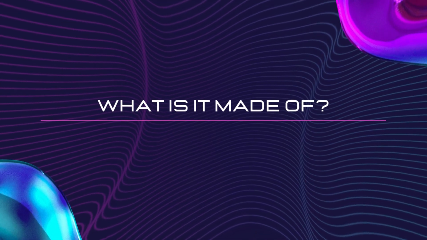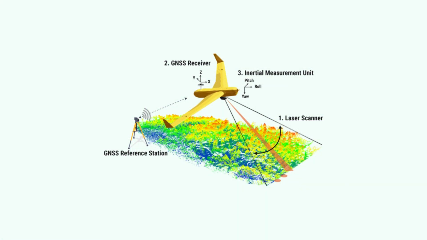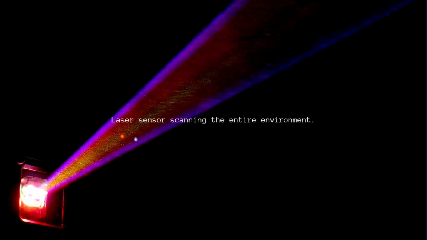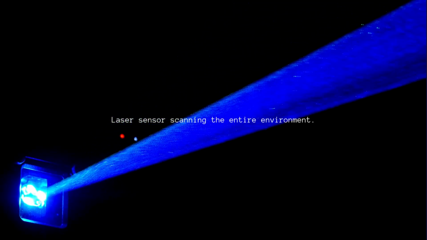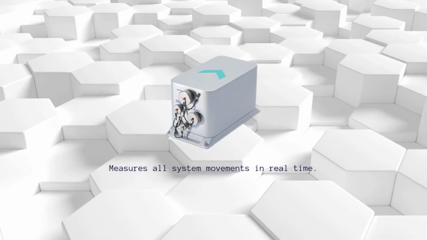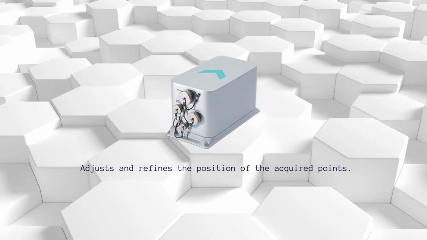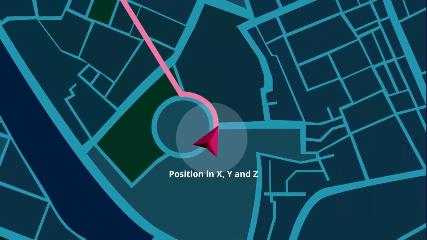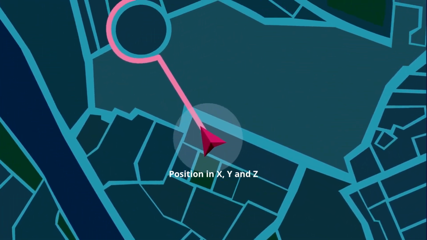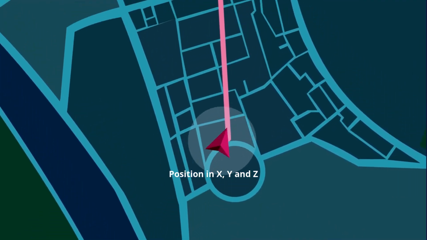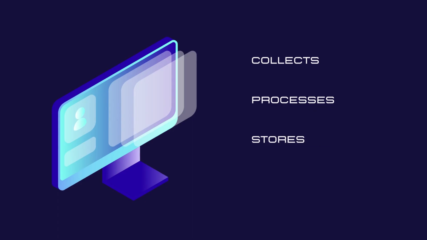What is the LiDAR composed of? It is an assembly of 4 high-precision sensors. The laser sensor emits light pulses in all directions, often using a rotating mirror to scan the entire environment. The inertial navigation system measures in real time all the movements of the system like roll, pitch, and yaw to correct the position of the captured points. The precision GPS records the exact position of the sensor in space in X, Y, and Z using GNSS satellite data. Finally, a microcomputer collects, processes, and stores all the acquired data.